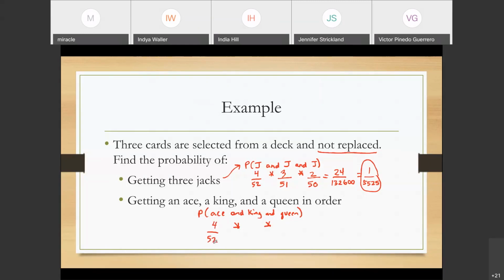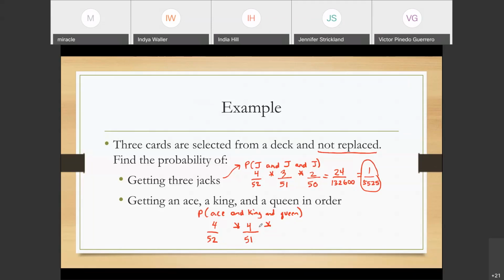Okay, now picture in your head that you are holding one card in your hand and it's an ace. Okay, so I reach back into the deck. How many cards are in the deck now? 51. Okay, because I got one card in my hand. How many kings are in the deck? 4. Good.